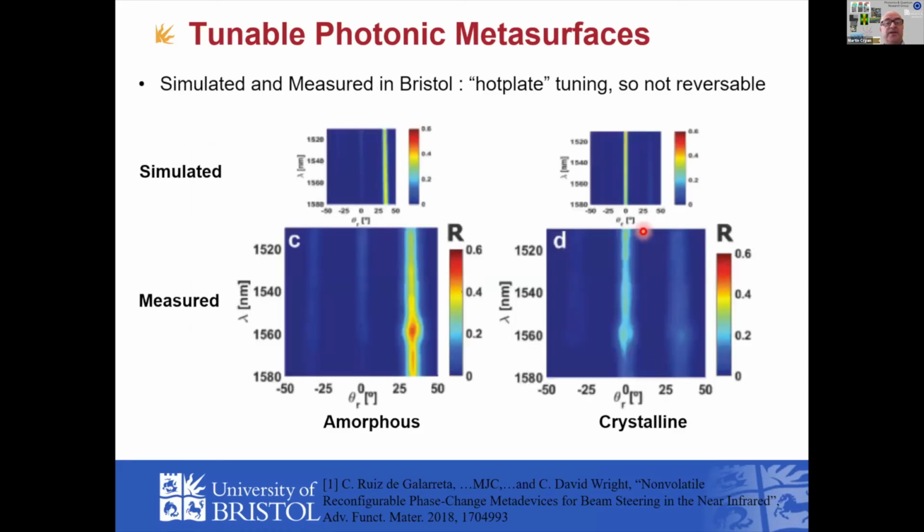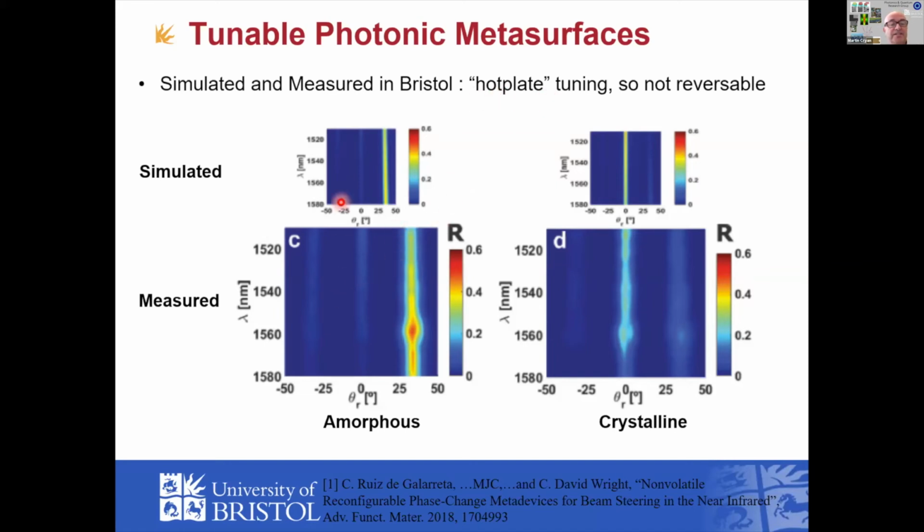So the job in Bristol was to simulate these things, design them and measure them. They were made in Exeter. And we used what's called hot plate tuning. You can tune from one state to the other in one direction just by putting the device on a hot plate. But once you've done that change, you can't switch it back again, because you need very high temperature, short current pulses or heat pulses, and hot plates can't achieve that.